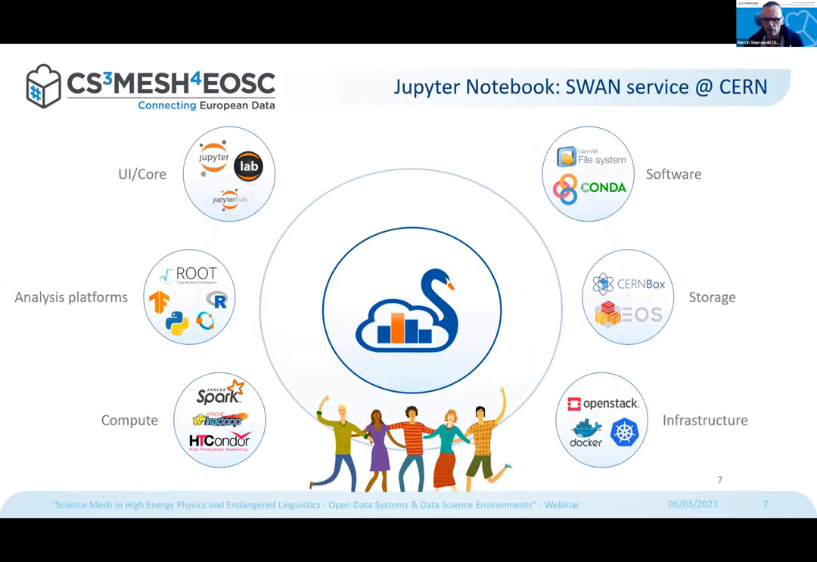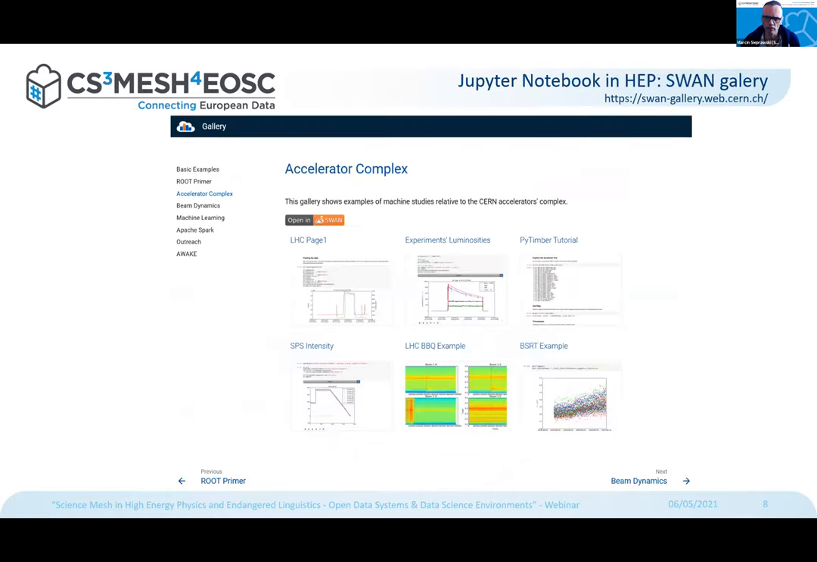CERN developed their own Jupyter Notebook service, SWAN. It provides convenient integration with existing resources, for instance EOS storage. I need to give credit here: I use this slide courtesy of my CERN colleagues, and I also want to recommend the SWAN workshop and resources. For instance, SWAN Gallery provides a rich library of notebook examples useful in high energy physics.